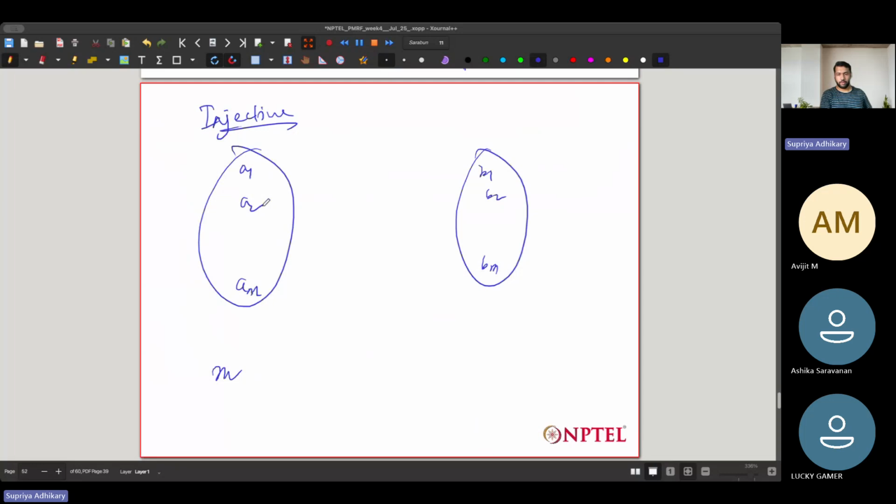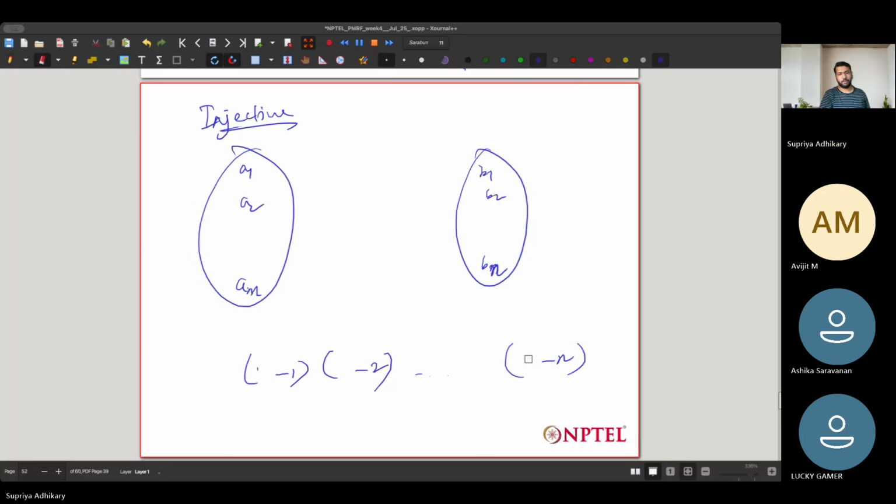Now a2 can map to any one of those elements, but wherever a1 has already mapped, there it cannot map. So it can only map to m minus 1 elements. Similarly, a3 can map to any of the elements, but wherever a1 and a2 have mapped already, there it cannot map. So there are m minus 2 possible values for a3, and similarly we would have the last one. Okay, this was n. So this is n minus 1, n minus 2, and so on.